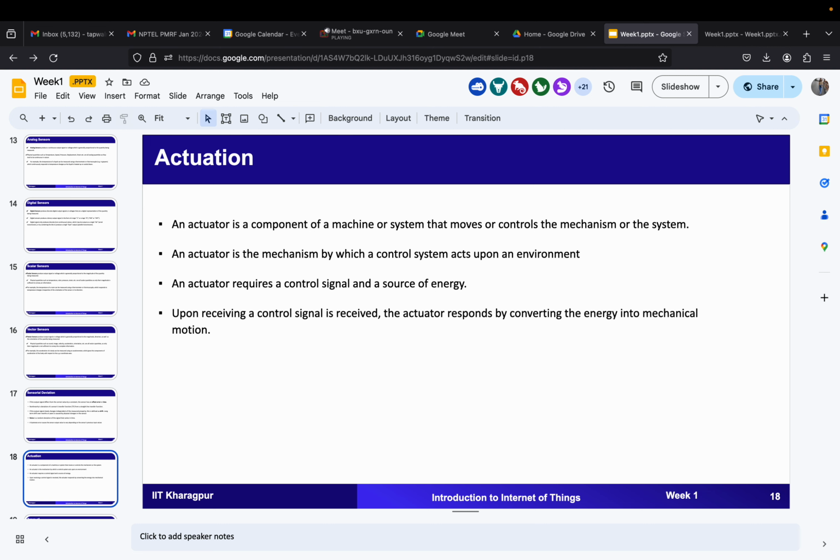Next topic is actuation. An actuator is a component of a machine or a system that moves or controls the mechanism of the system. Basically, in case of IoT, if you are considering a complete system, your sensor is sensing some external environment, right? And based upon the value sensed by the sensor, some changes have to be made. So the actuator is the component which moves or controls the complete system.